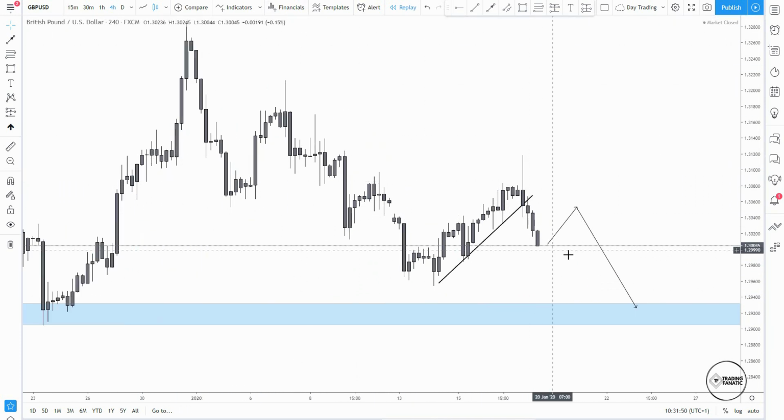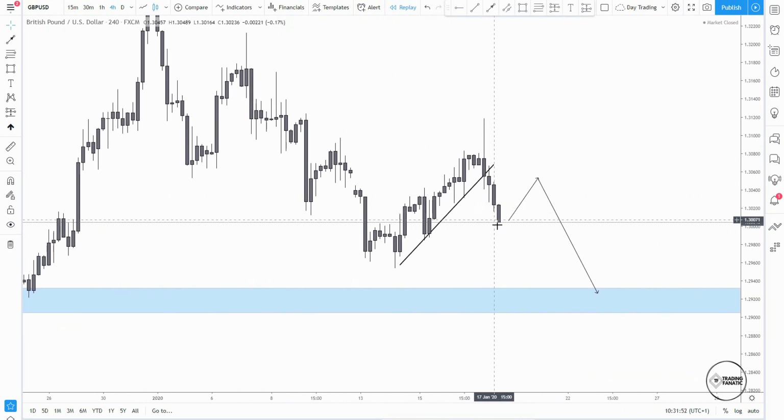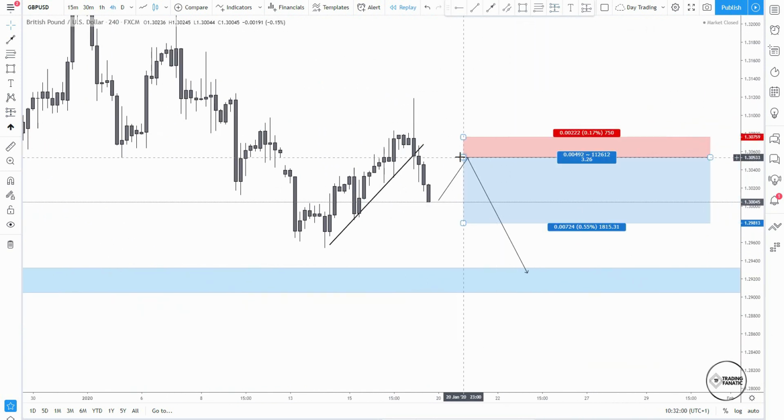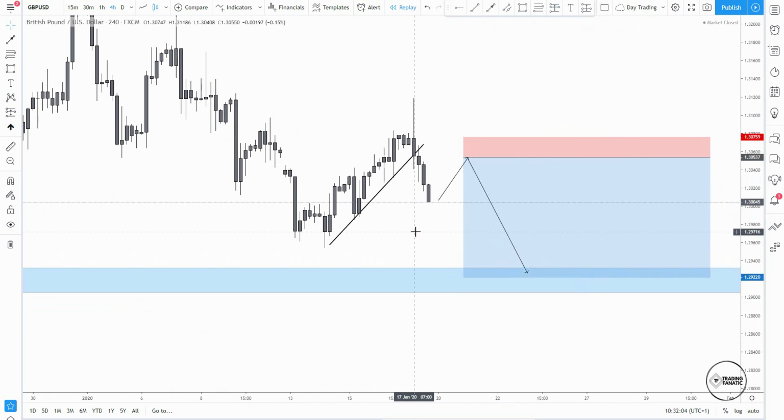But currently the momentum is to the downside, so I will be looking for sells always after a pullback, because I want to sell high. So this is what my setup will potentially look like when the market starts to create structure here. And yeah, then I will be targeting this one.